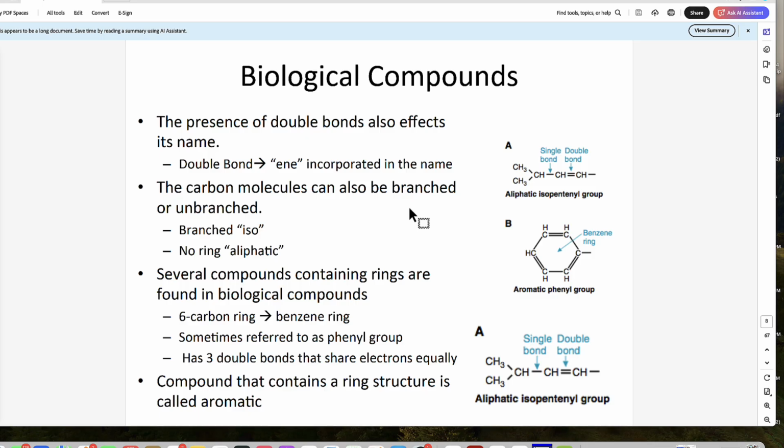If you see something like "ene" in it, you should know that that's most likely a benzene ring. Okay, it has a 6 carbon ring structure in there, and sometimes it'll be referred to as a phenyl or phenol group.